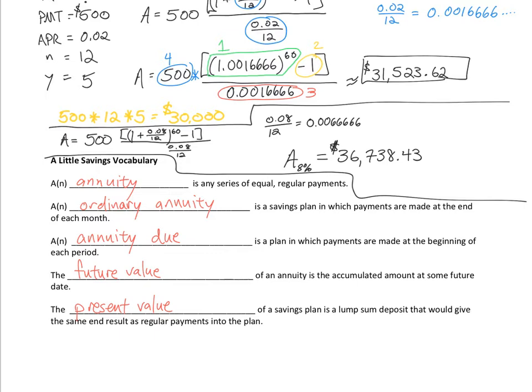So then we just have a couple other words here. The future value of an annuity is an accumulated amount at some future date, and the present value of a savings plan is a lump sum deposit that would give the same end result as regular payments into the plan. So we're looking for the accumulated amount or we're looking for the present amount. So A or P or payments. Let's take a look at how we can use all of these in some examples on the next page.